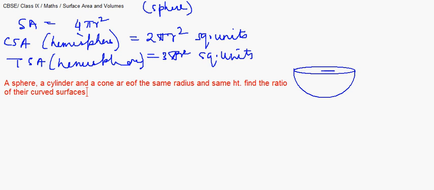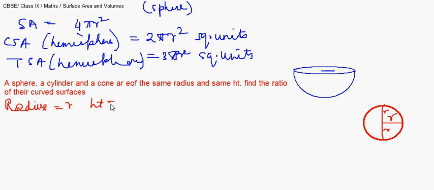Now if this is a sphere, radius we are representing by, suppose, r. If I'm taking the radius of the sphere to be r, so obviously radius of all of them, the cylinder as well as the cone, will be r. Suppose this becomes the height of the sphere. This is r, this is another r, so height becomes 2r, and that will also be applied to cone as well as the cylinder.